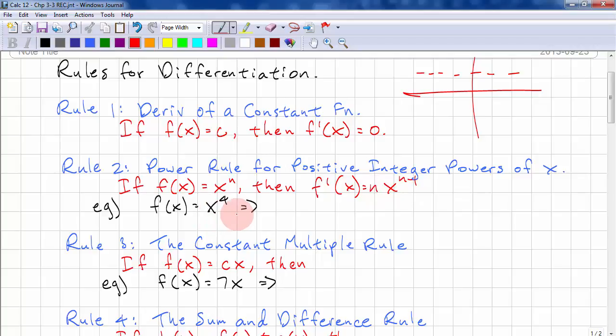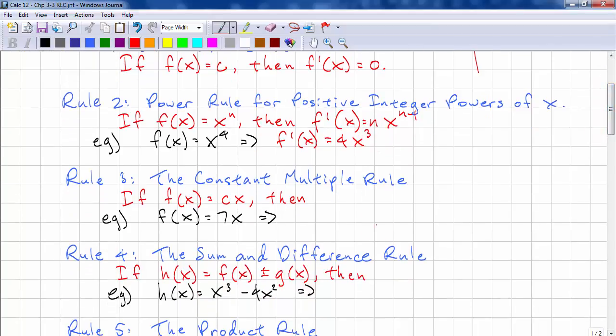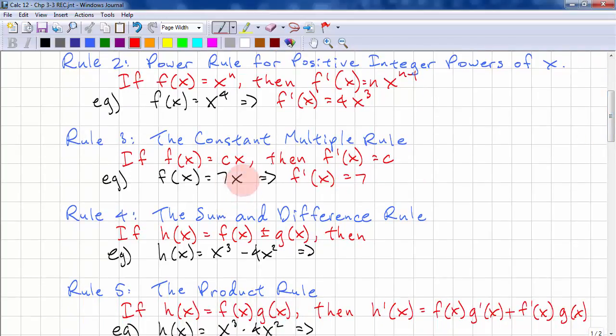Here's an example, x to the power of 4. The derivative is 4x cubed. 4 comes out front, and we reduce the power by 1. The constant multiplier rule. If we have a function cx, then f prime of x equals c. And here's an example, f prime of x equals 7. So if you look at a linear function, the slope is always the same.